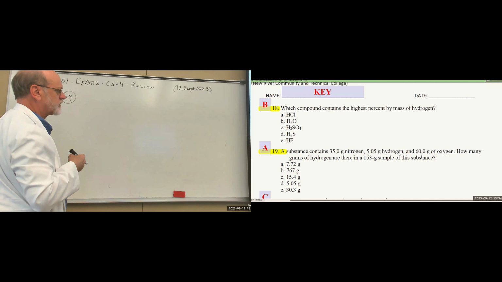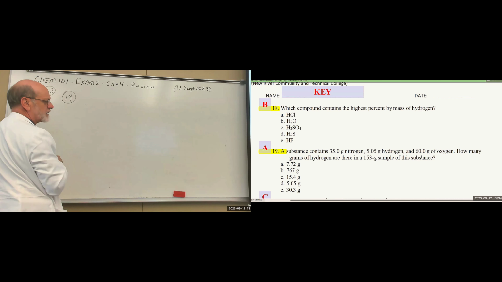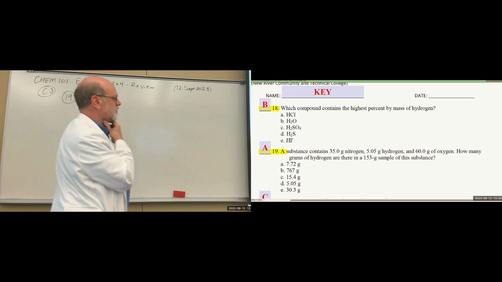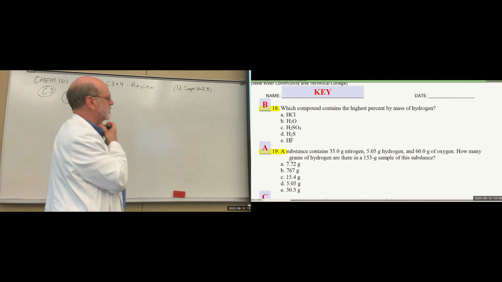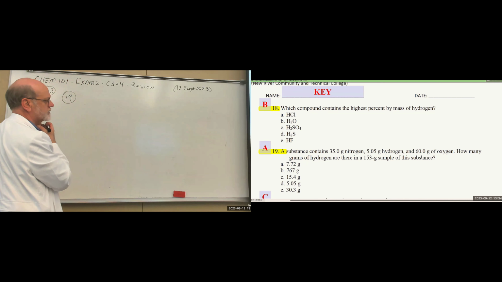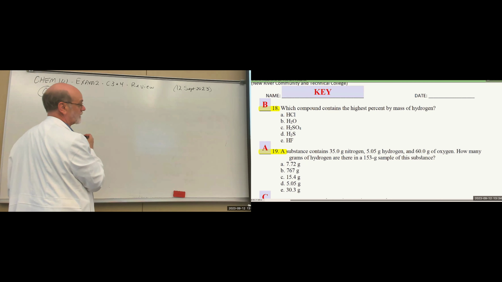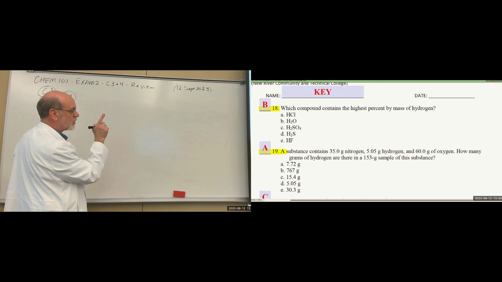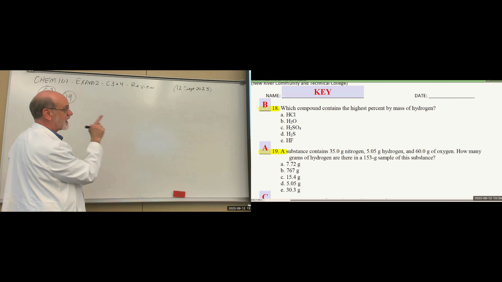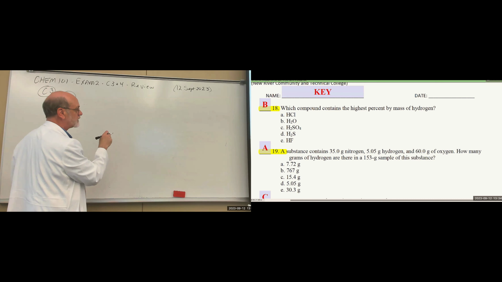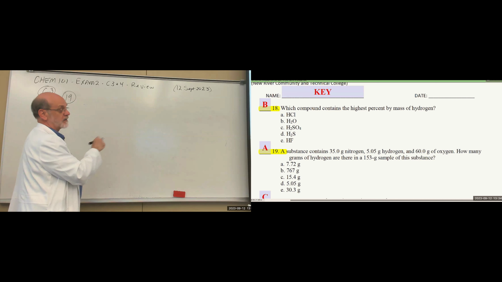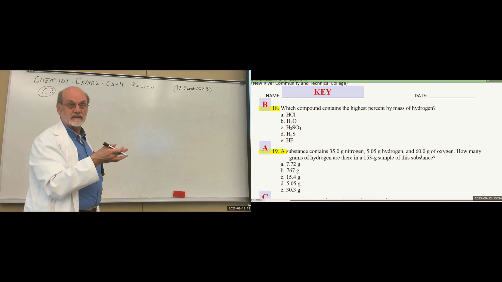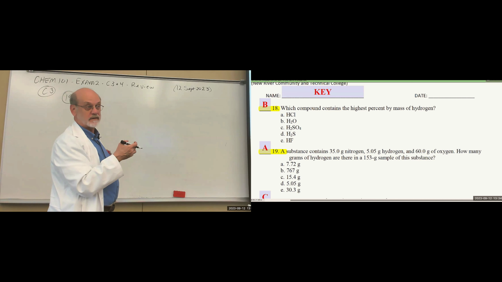Substance contains 35 grams of nitrogen, 5.05 grams of hydrogen, 60 grams of oxygen. How many grams of hydrogen are there in a 153 gram sample? Okay. So it's a takeoff on 18. We want to know grams of hydrogen. Okay, so we need a percent hydrogen. Actually, the fraction of hydrogen would be better rather than percent.